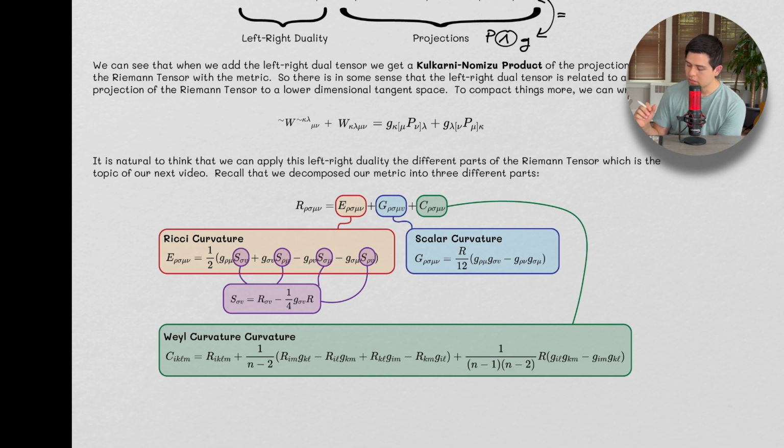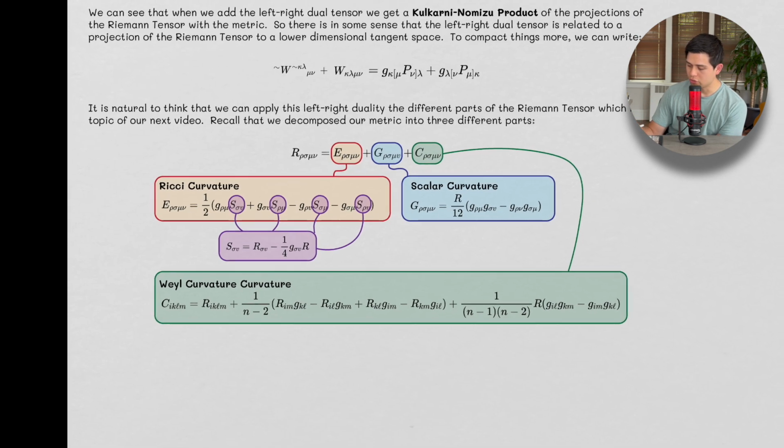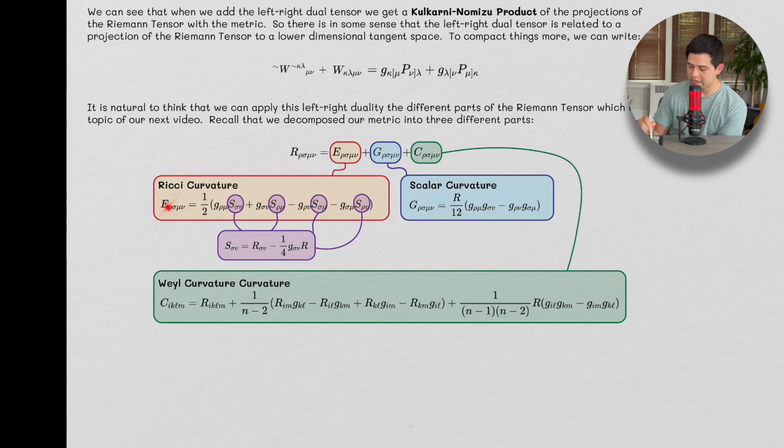about complex 0-4 tensors. Okay, so recall that we decompose our metric into three different parts. Right, so this is our Riemann metric. Then we had our Riemann curvature tensor. Then we had the Ricci curvature tensor, the scalar curvature tensor, and the Weyl curvature tensor. Now that we've talked about the Weyl curvature tensor, we're ready to talk about what we can do when we take the left-right dual of each and every one of these, and what the left-right dual of each and every one of those geometrically sort of gives us. Okay.